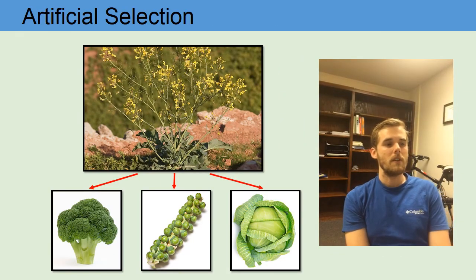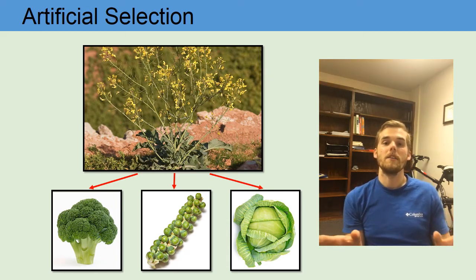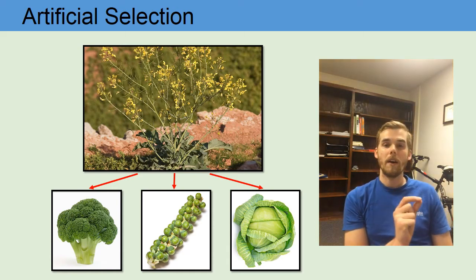Here's another example of artificial selection. On the top of the screen you can see a member of the mustard family. And over many years, this particular species has been artificially bred to produce a variety of vegetables that you find at the grocery store. I've shown 3 examples on the bottom of the screen here: the broccoli, Brussels sprout, and cabbage. Each of these have been bred from the same wild type.